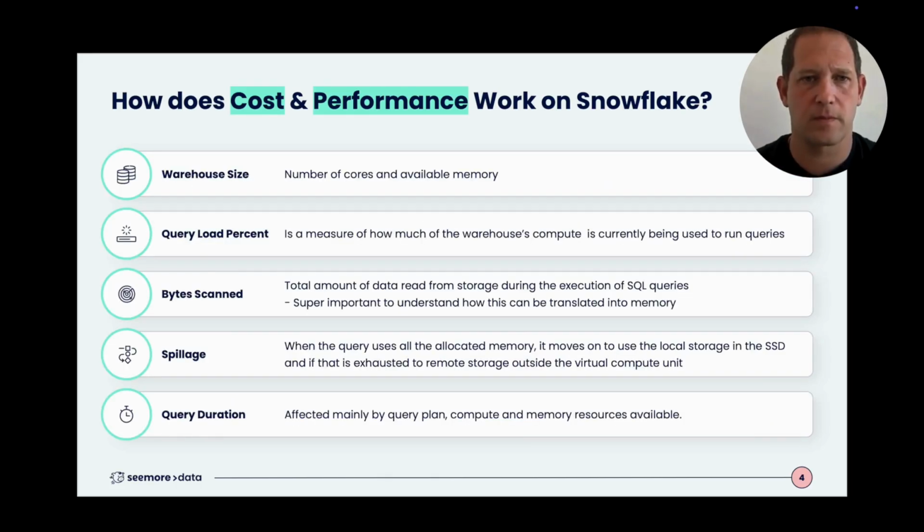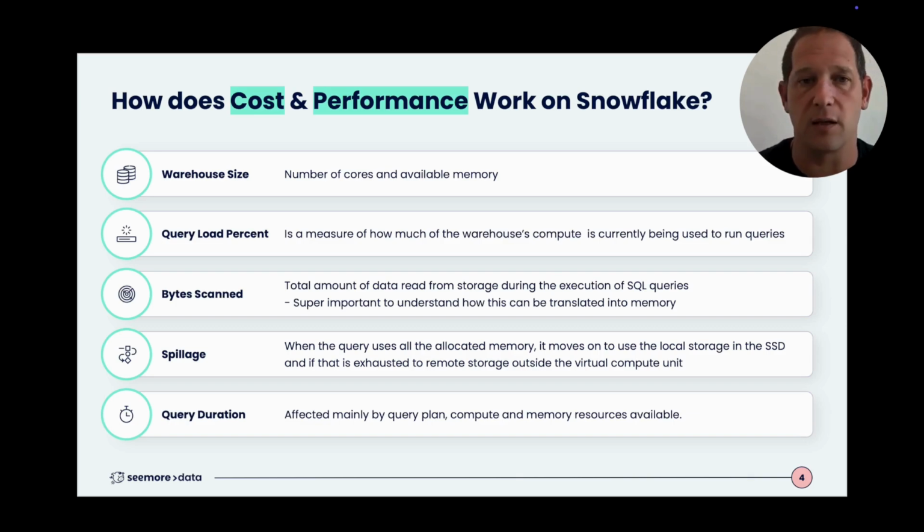So regarding vertical scaling, we have these 5 data points that we extract from Snowflake. And for us, these are the only 5 data points that really matter. These are the ones relevant for determining how many resources need to be allocated to the query. So warehouse size obviously is the amount of resources we allocate to the query. Query load percent is how much the query is parallelized within the warehouse. Bytes scanned is probably the most important metric, but also the hardest one to use.